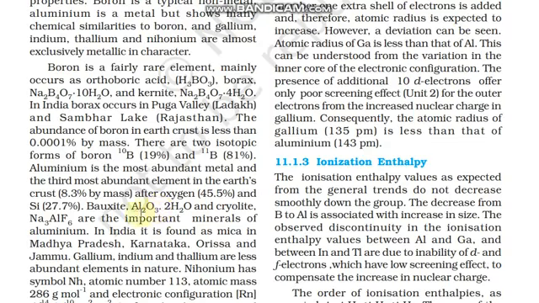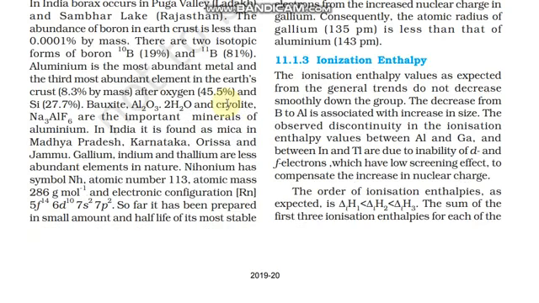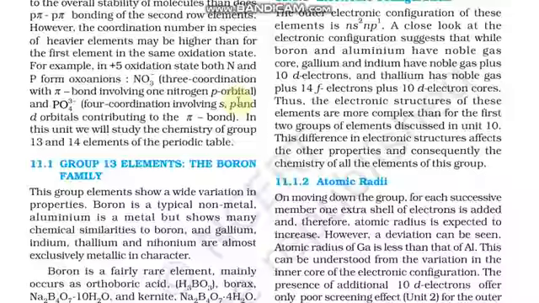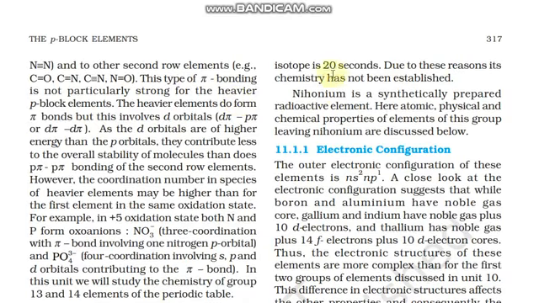Cryolite is Na3AlF6. Borax is Na2B4O7·10H2O, and kernite is Na2B4O7·4H2O. So these are the things that you should know, and I will explain this later. Next, these are the normal things that you can read.